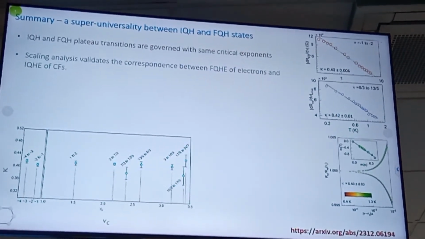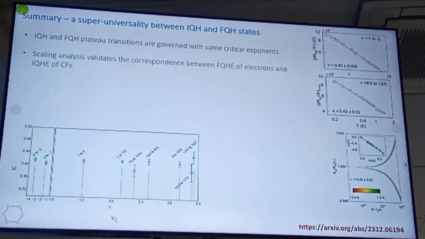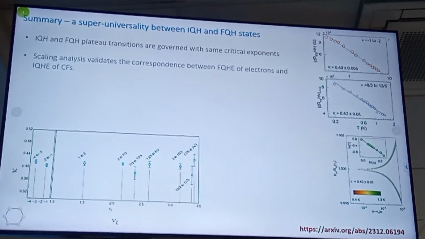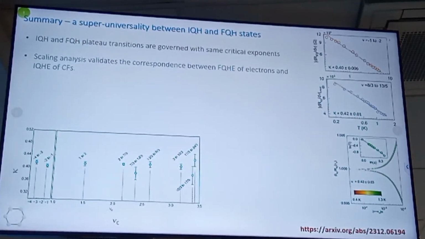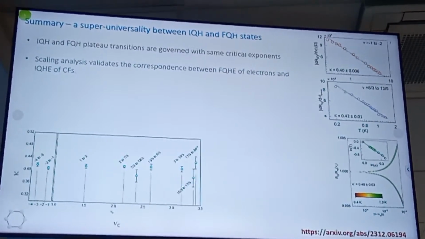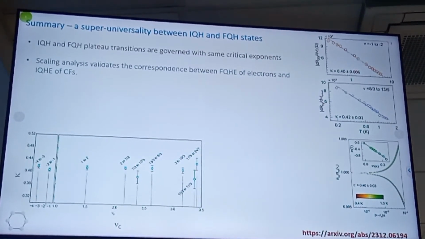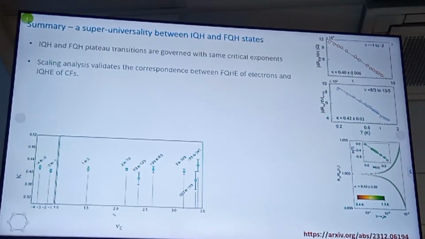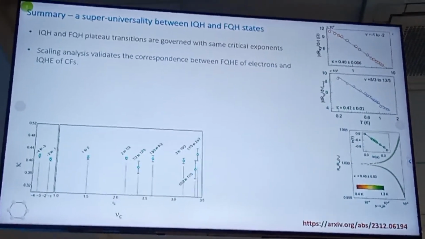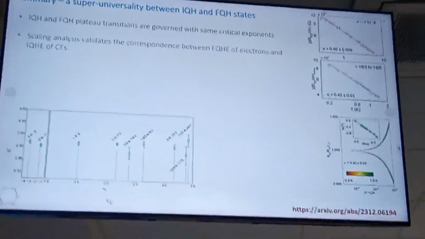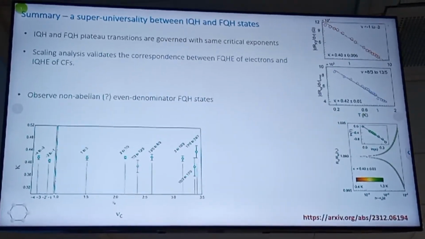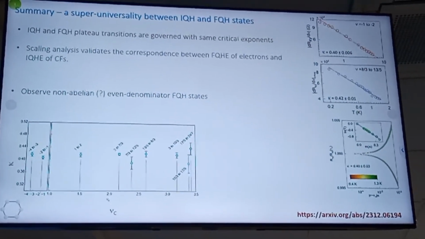So to summarize, integer quantum Hall and fractional quantum Hall transitions are governed by the same critical exponents. This is surprising because although superficially you can map one onto the other, integer quantum Hall is after all a single particle picture. Fractional quantum Hall is a strongly interacting many body physics. Scaling analysis validates the correspondence between fractional quantum Hall of electrons and integer quantum Hall of composite fermions, as we showed in the data. We observe non-abelian even denominator fractional quantum Hall states.